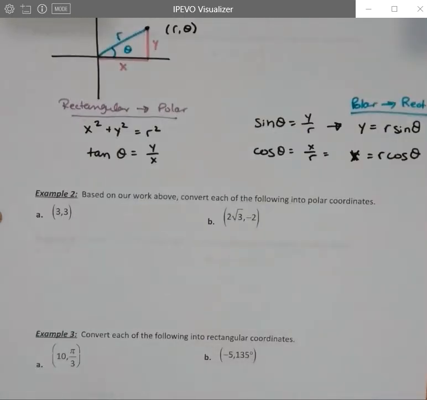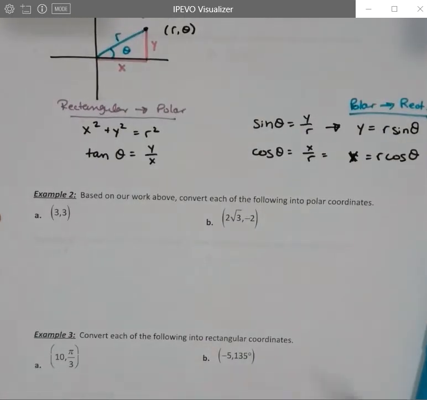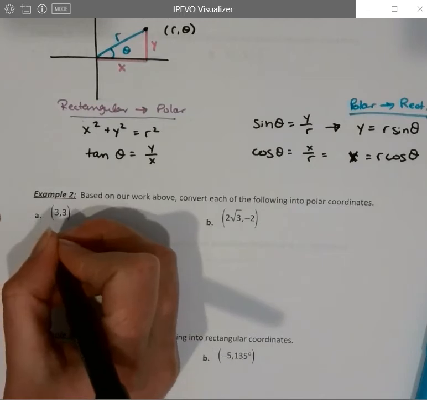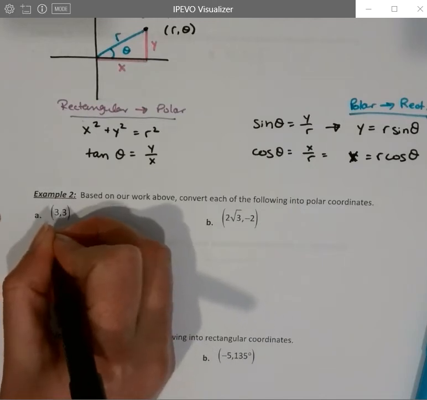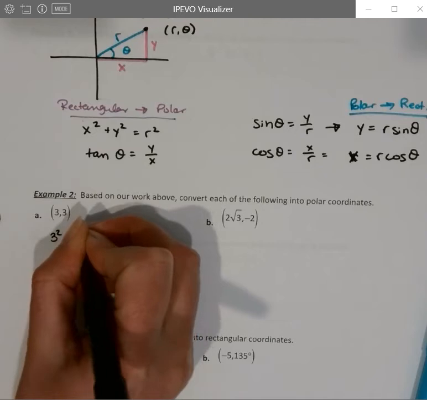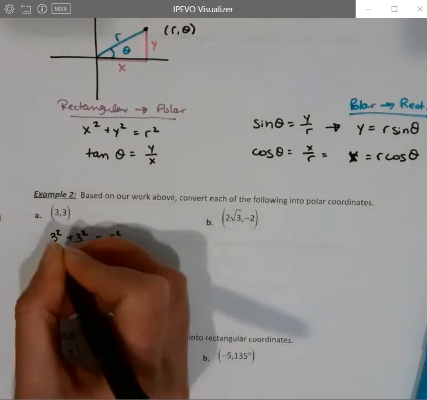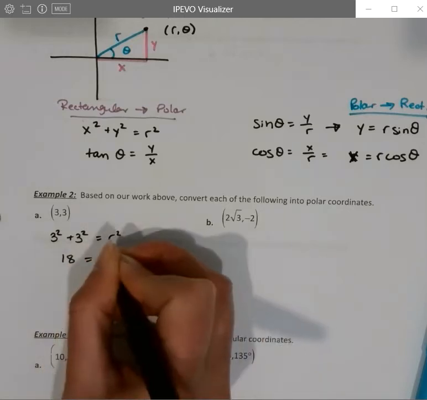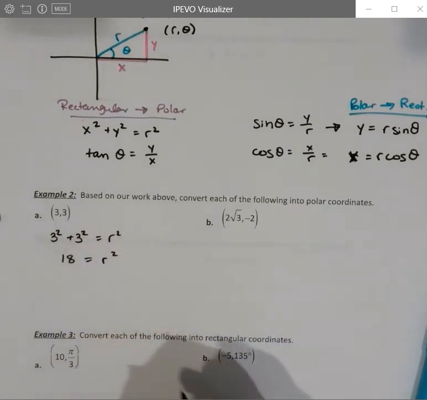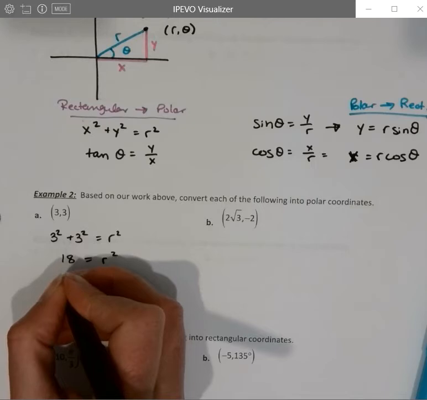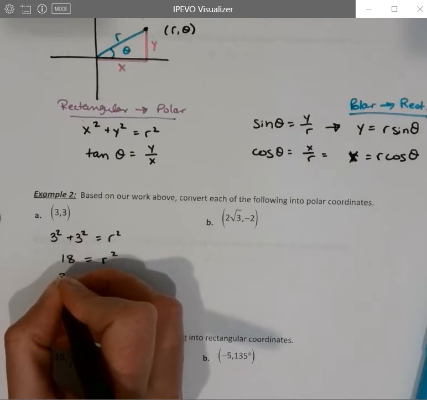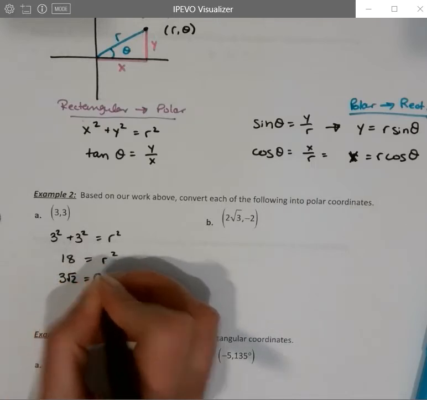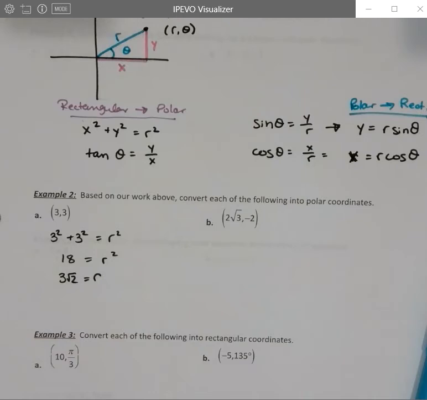Okay. So 3, 3. The first thing we want to do is find r. So we have 3 squared plus 3 squared equals r squared. So that's 9 plus 9, so that's 18 equals r squared. So I'm going to do square root of 18, and square root of 18 is 3 square root of 2 equals r.